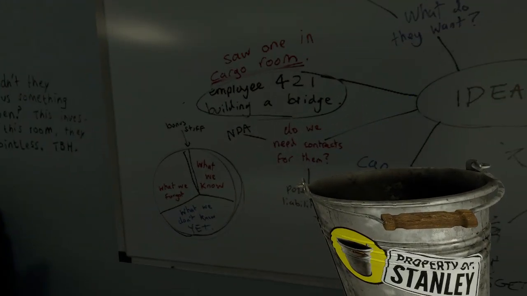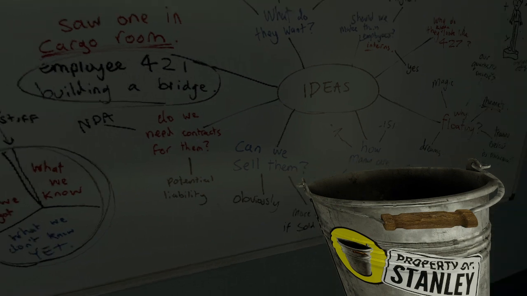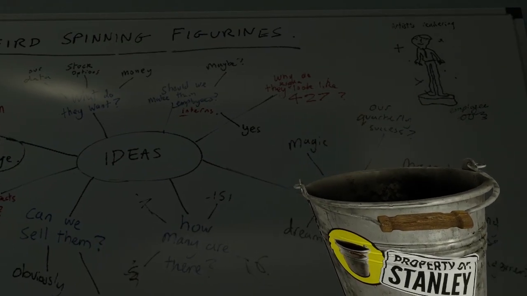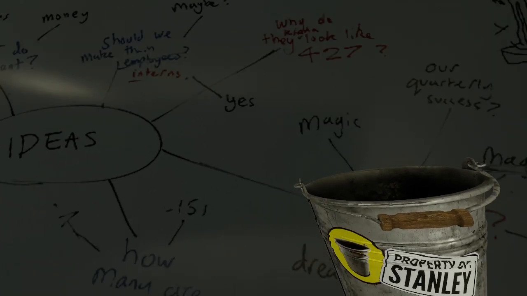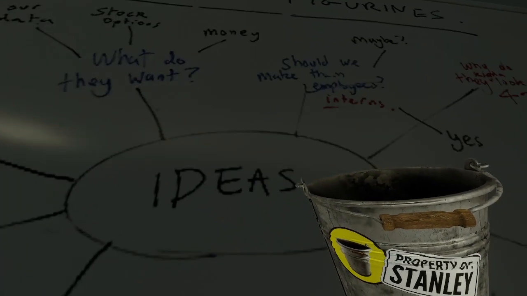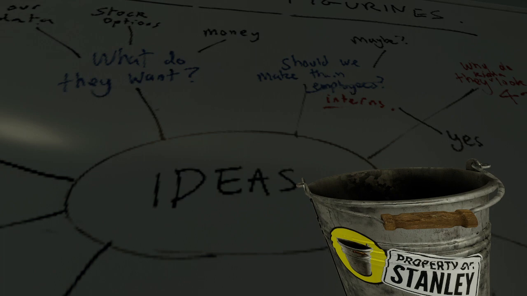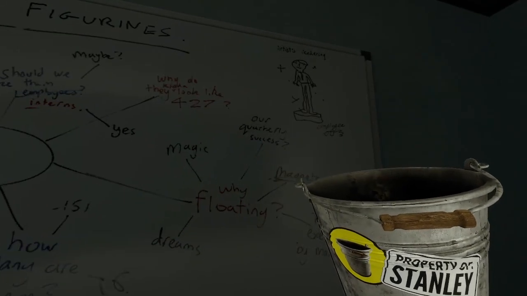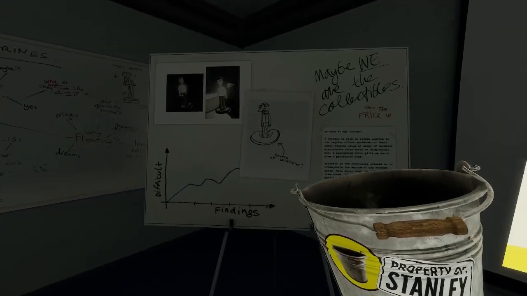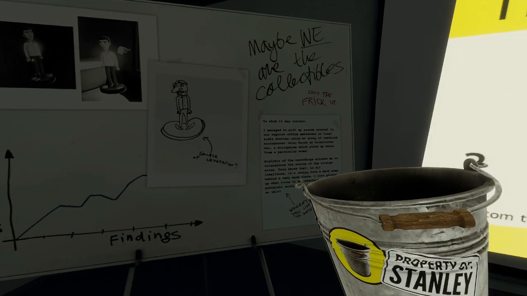Bonus trip, what we forgot, what we know, what we don't know yet. Do we need contracts for them? Can we sell them? How many are there? Should we make them employees or interns? I see. What do they want? Of course. Quarterly... Yeah, okay. Oh, hello. No, this is totally different. Maybe we are the collectibles.